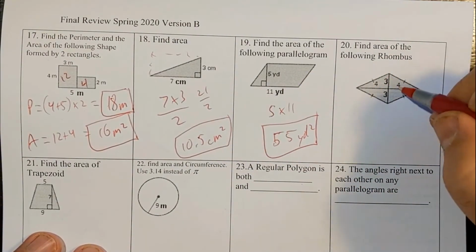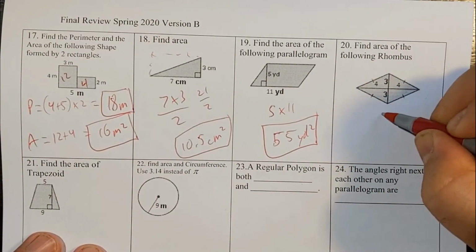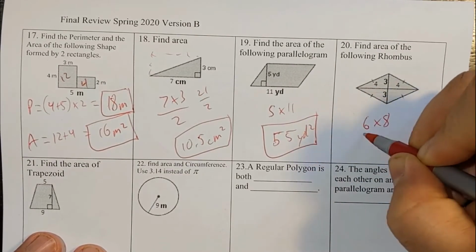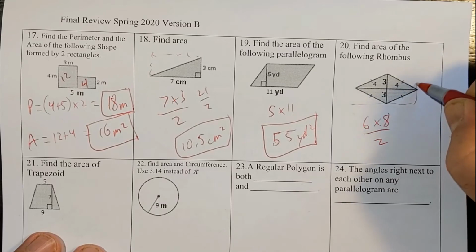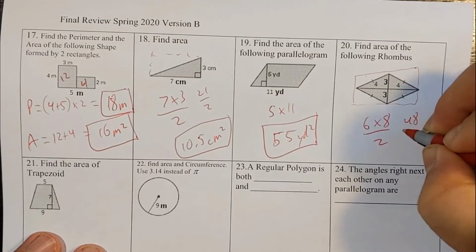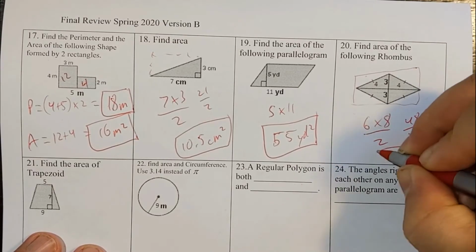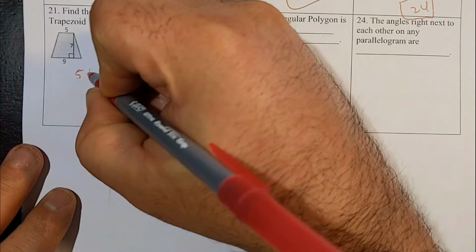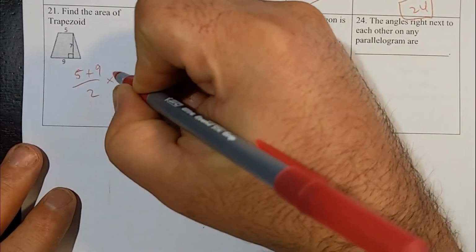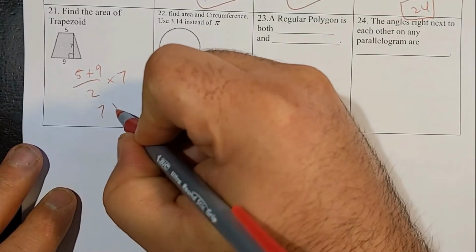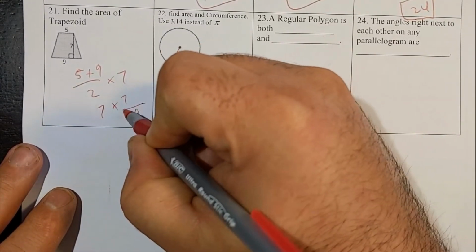And then number 20, for the rhombus, it's the diagonal, 6, times the diagonal, 8, and then divided by 2 because you're missing all 4 of your corners, which is half the area. So this would be 48 divided by 2, it'd be 24 units squared. Trapezoid is base plus base divided by 2 multiplied by the height. So 9 and 5 would be 14 divided by 2 would be 7. 7 times 7 is 49.